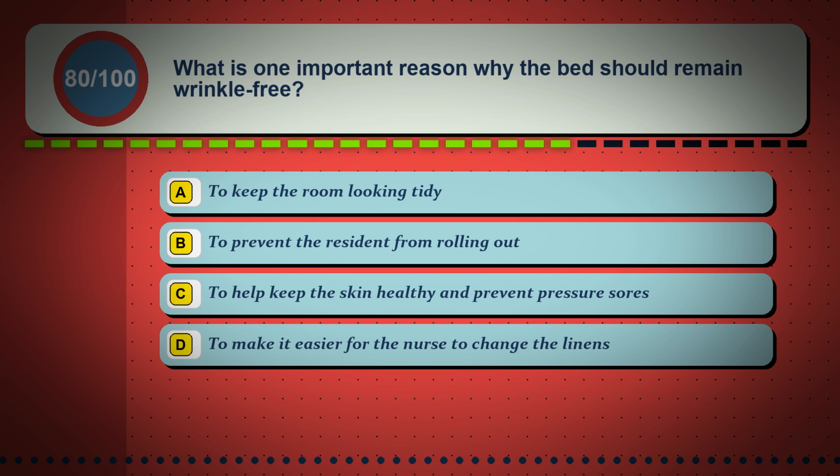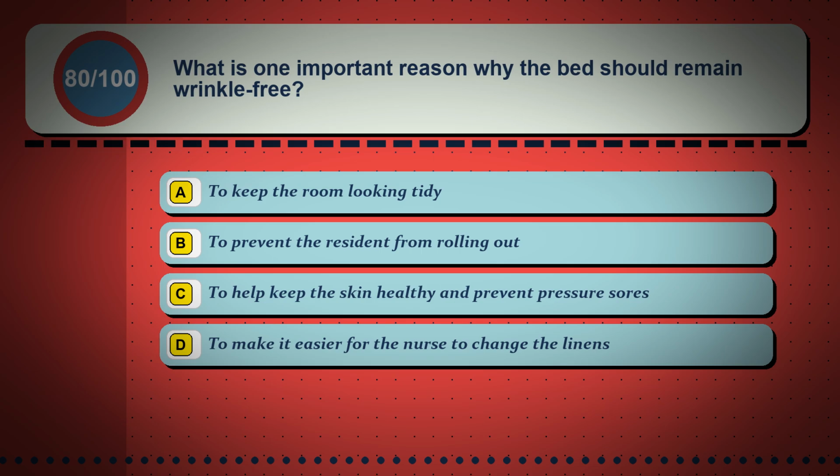Question 80. What is one important reason why the bed should remain wrinkle-free? Option A. To keep the room looking tidy. Option B. To prevent the resident from rolling out. Option C. To help keep the skin healthy and prevent pressure sores. Option D. To make it easier for the nurse to change the linens.